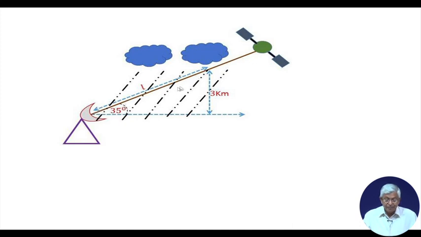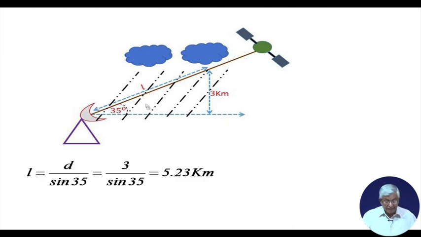So, attenuation will happen here, and how much attenuation happens per kilometer is the specific attenuation, which is given. If we can find the distance the signal passes through the rain, then multiplying by the specific attenuation gives the total attenuation. This angle is given, the perpendicular is given, and this is a right angle triangle, let us assume. So the hypotenuse L can be found: L is d by sin 35, where d is in this case the height. So 3 kilometer by sin 35 degree, which is 5.23 kilometer.